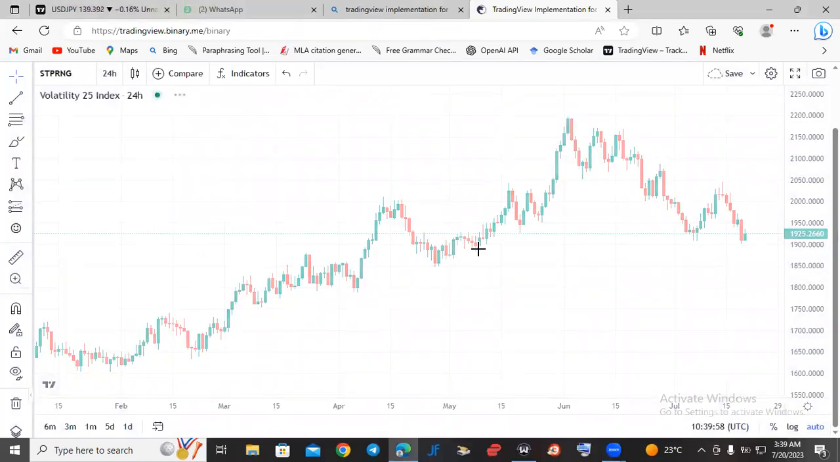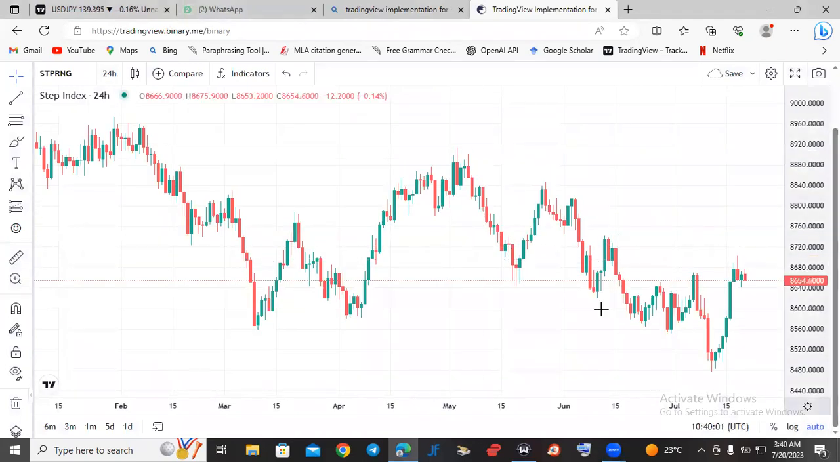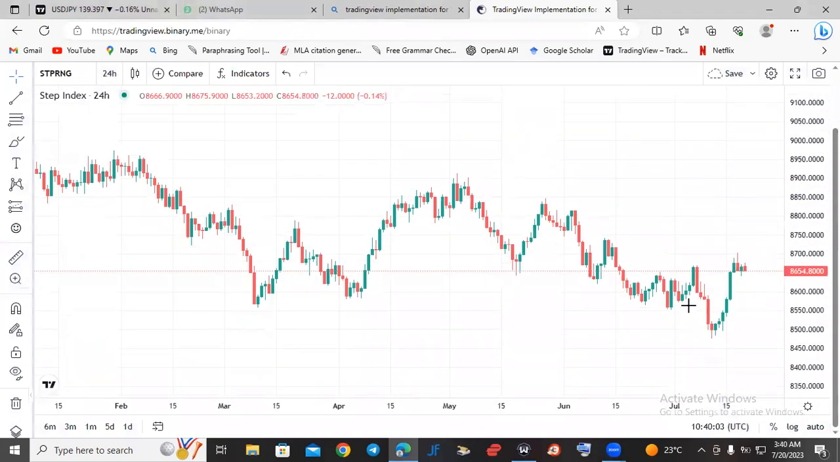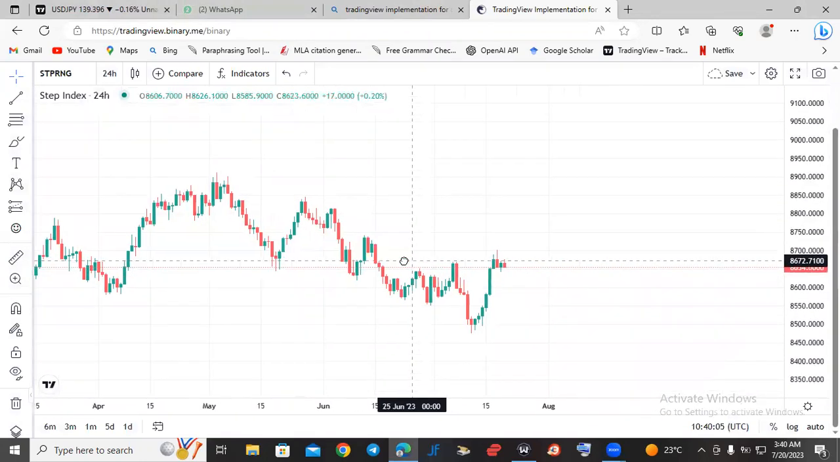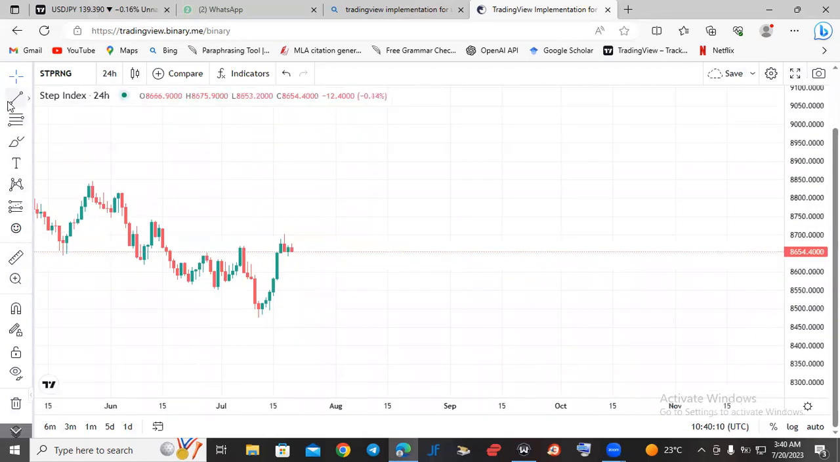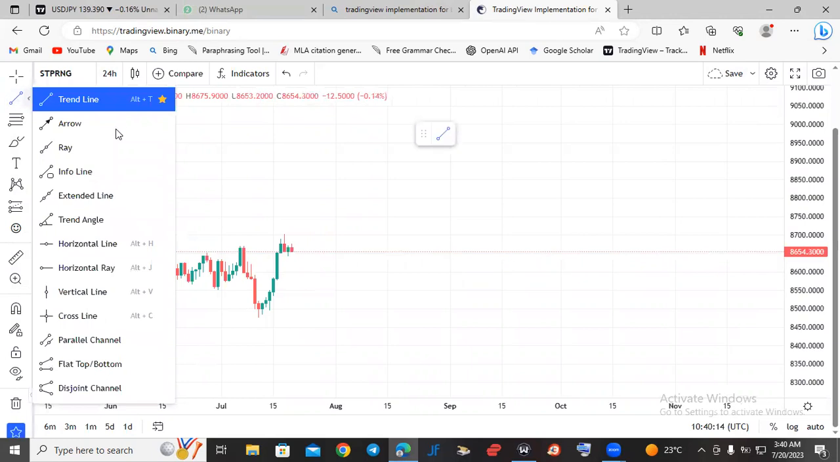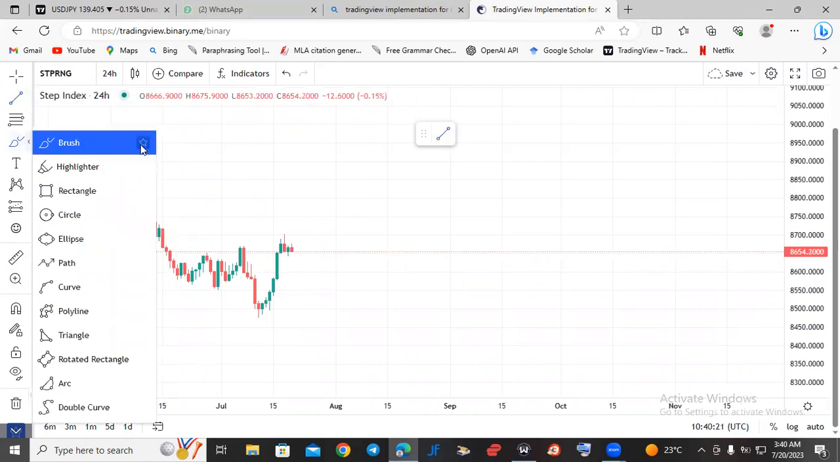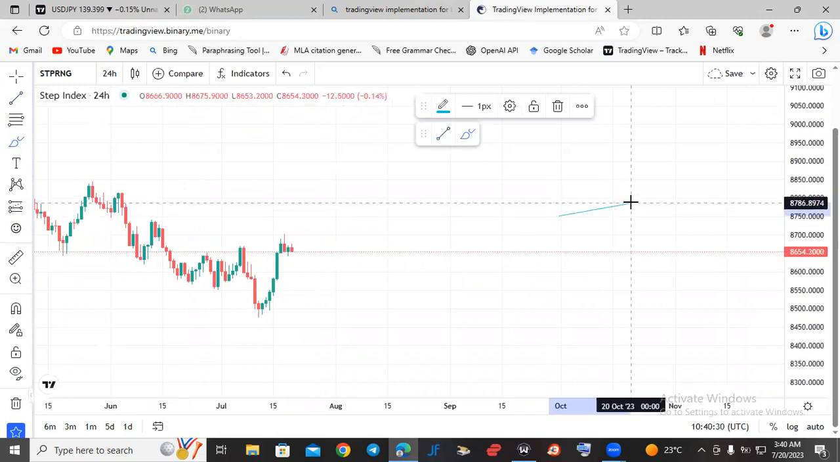So guys, let's be patient. This is Step Index, right? Before we go further, I need to explain something here. I'll be using these two tools. Okay, cool.